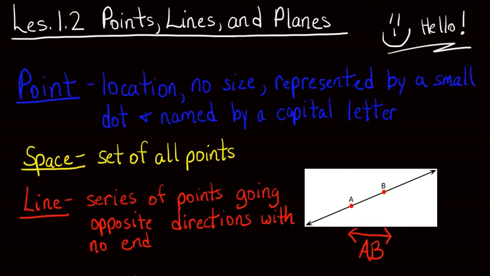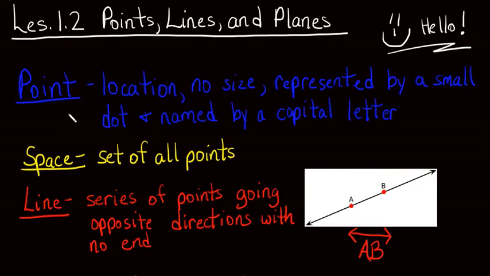We are going to go over some vocabulary today that you will hear in geometry. This is lesson 1.2 when you get your books out in class, and it goes over points, lines, and planes. We're going to talk about what these definitions mean, and I put some lovely pictures in here for you. Hope you enjoy them.